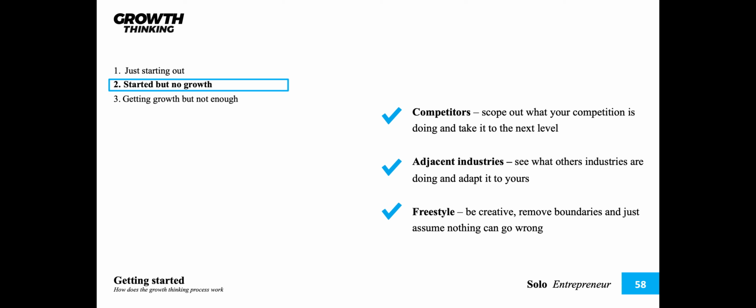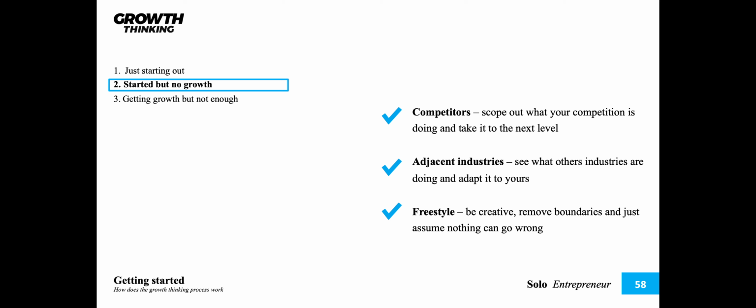Adjacent industries is seeing what other industries are doing and adapting them into yours. So rather than just looking at your competition, you look at a completely different industry, and then you're like, okay, how do I bring some of the things that they're doing and adapt that straight into what I'm doing, because I've started out, but I'm not growing. So I need to figure that out, and I need to find new, unique, creative ways to do that. So I look at adjacent industries.